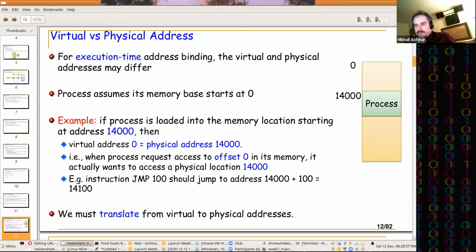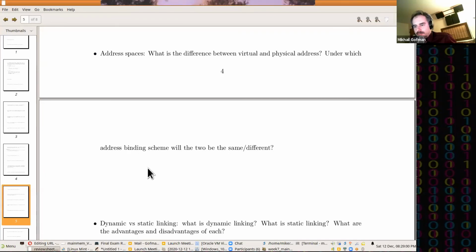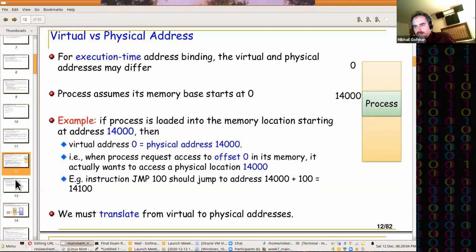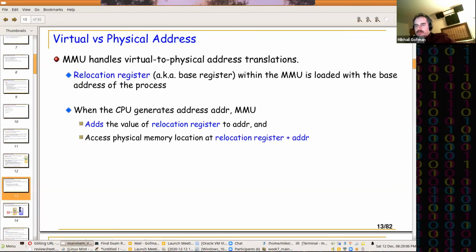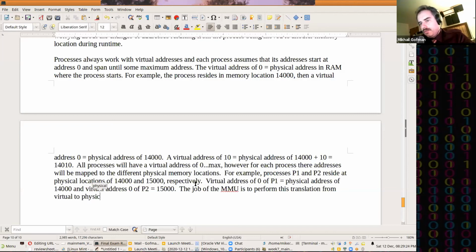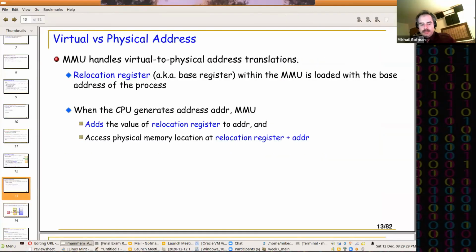And this is what I talked about. The job of the MMU is to translate from virtual to physical addresses. So the job of the MMU is to perform this translation from virtual to physical addresses. Okay, that's basically the idea.